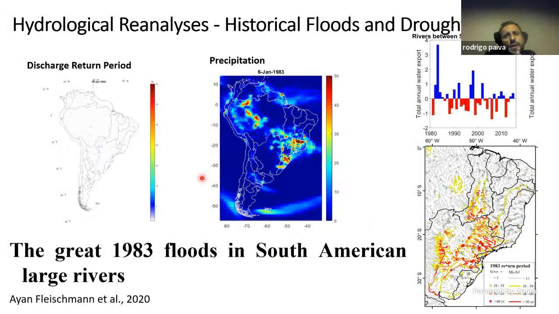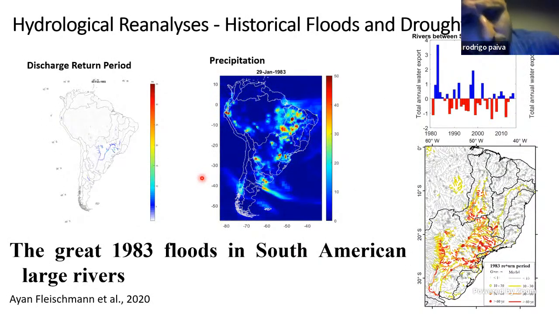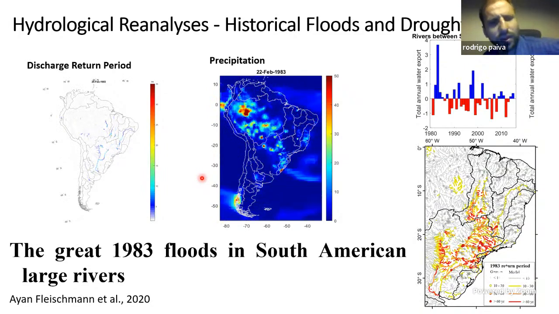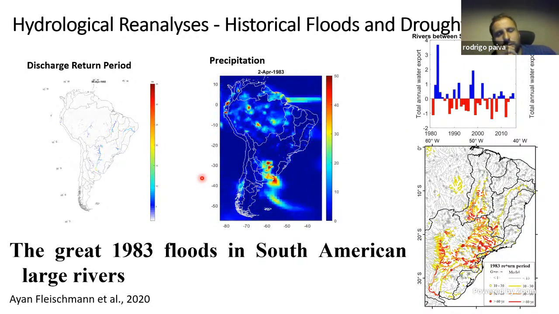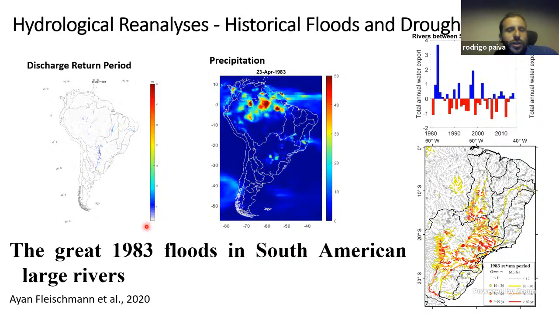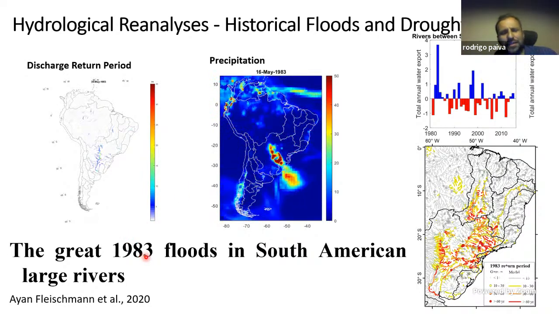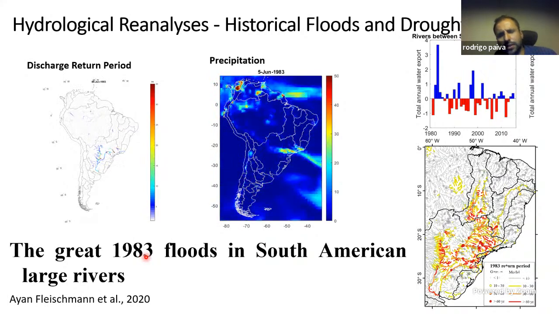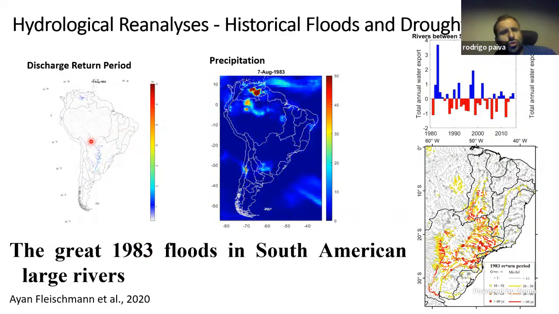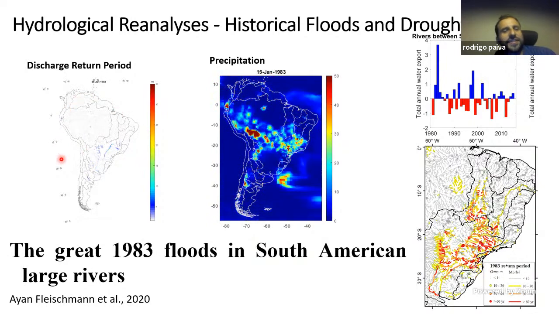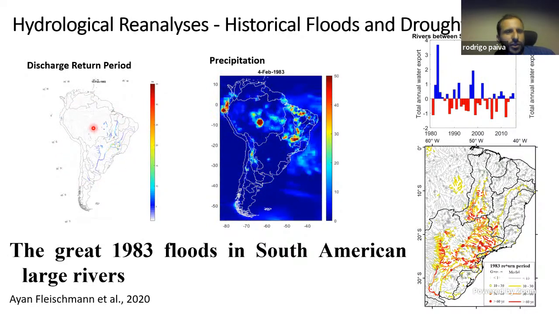This is a second example. In this part of South America, we had a really extreme flood in the year of 83 that impacted several rivers in South America. And these animations show here the precipitation of this year, and here the discharge of the rivers.